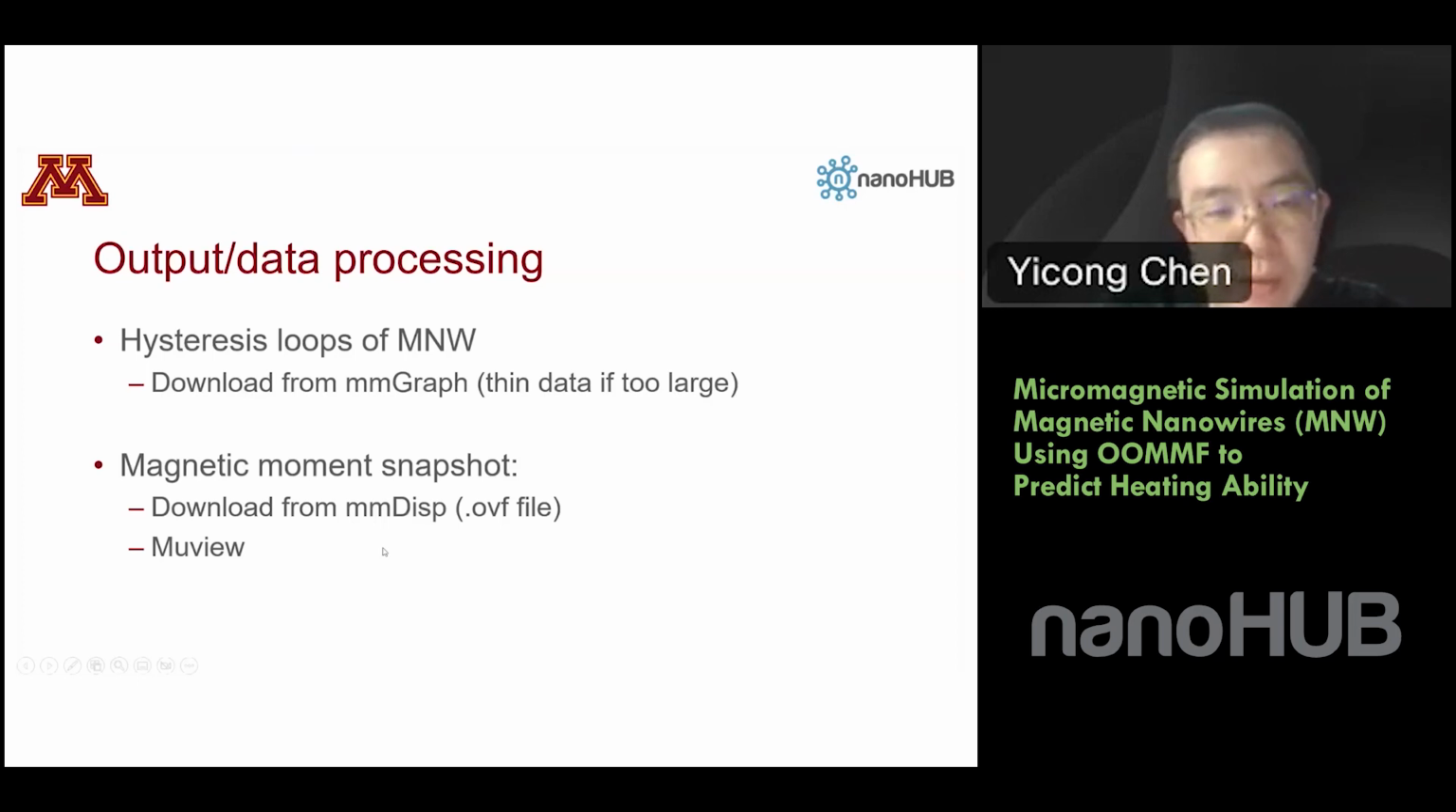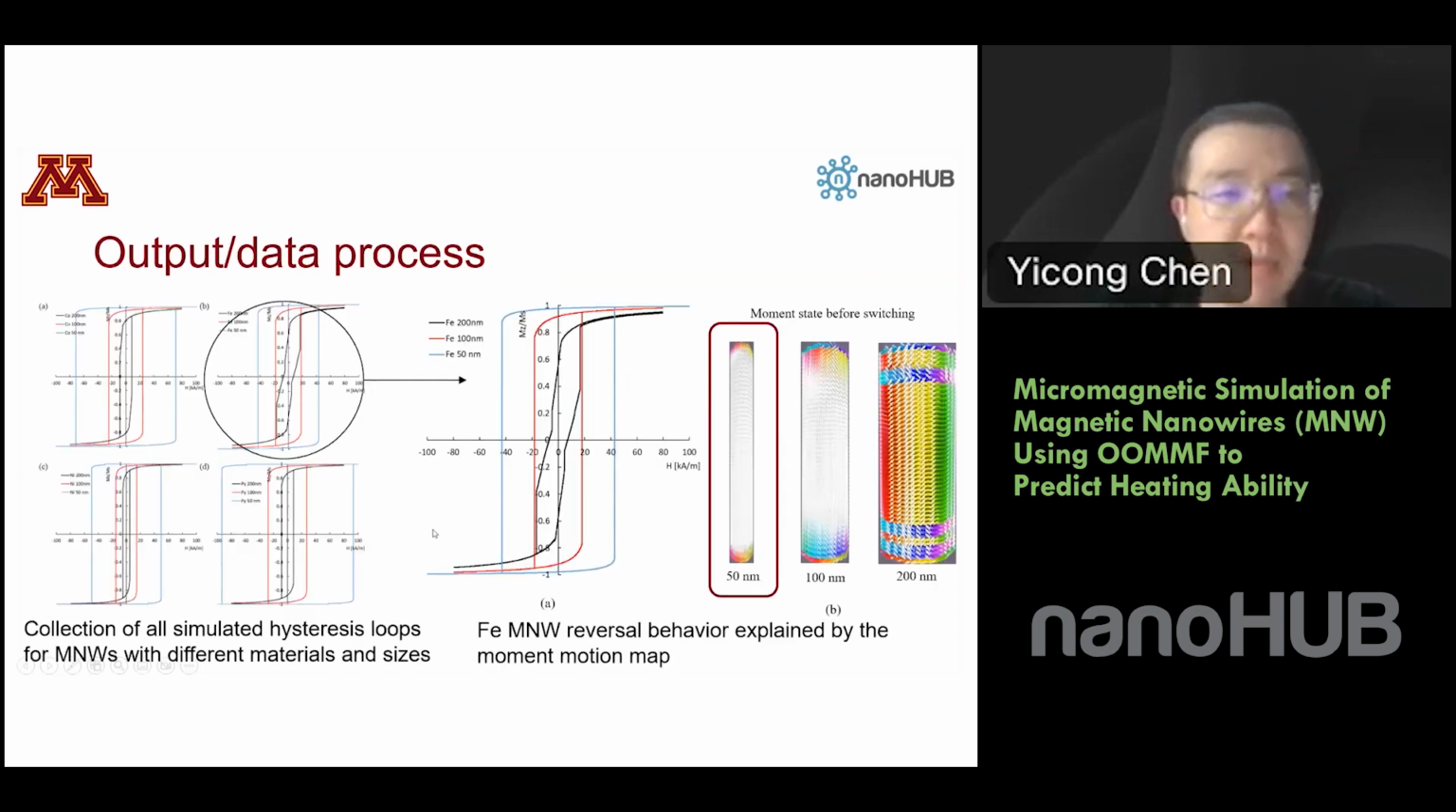You can either view this in 2D directly from the display, or you can download the OOMMF file. You can view it in 2D from the MNW display directly from OOMMF, or using third-party software called MNW if you want to view the magnetic moment snapshot in 3D. And here are some sample output data we have already got.